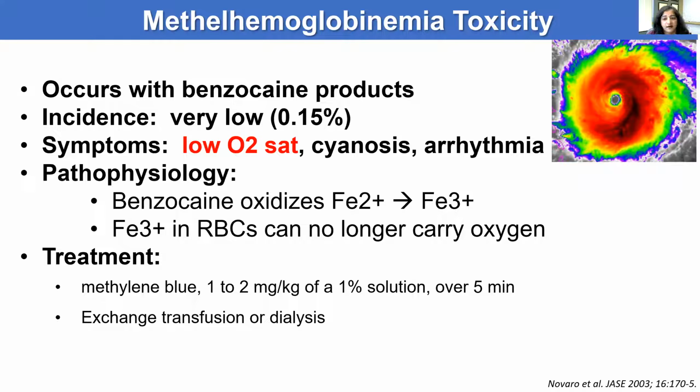Methemoglobinemia toxicity is a rare complication of patients who get topical anesthesia with benzocaine products. The symptoms are very low O2 saturation and cyanosis. And it really occurs because benzocaine oxidizes Fe2+, and when it is oxidized, iron can no longer carry oxygen in red blood cells. These are the treatments for it.